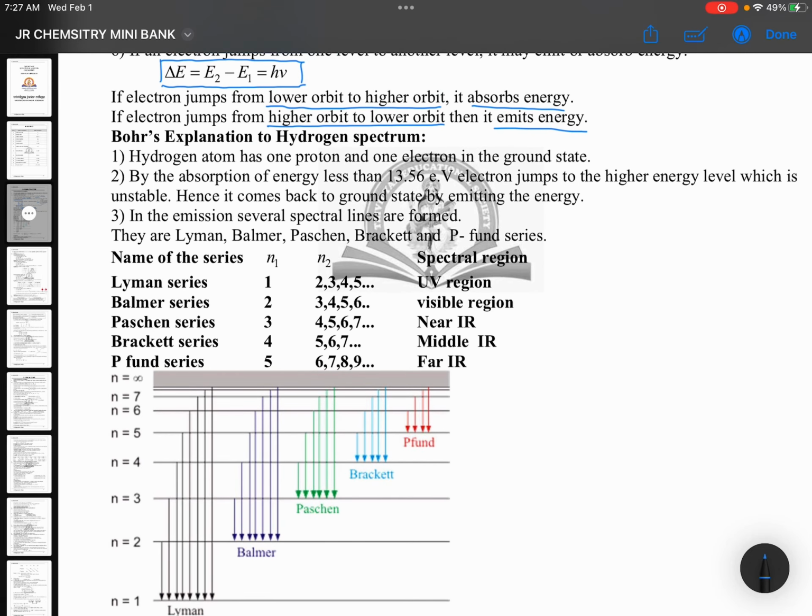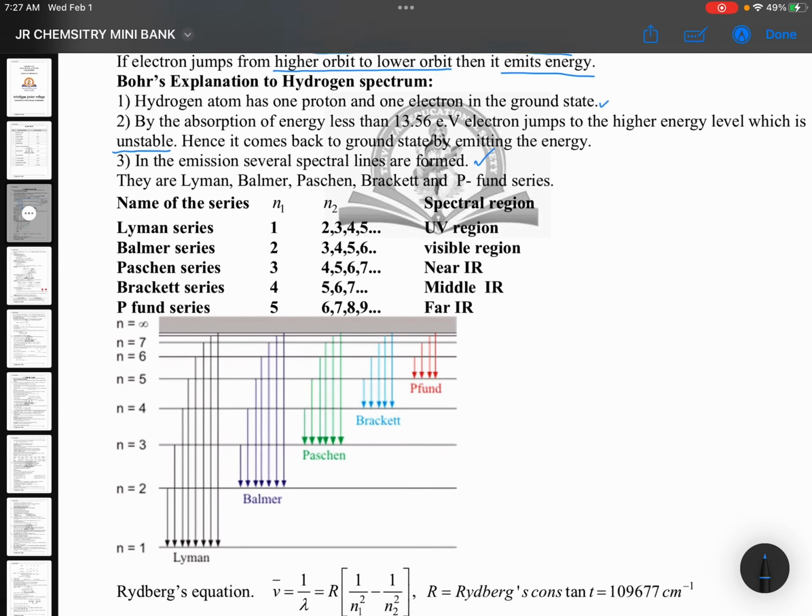Bohr's explanation to hydrogen spectrum. Hydrogen atom has one proton and one electron in the ground state. By the absorption of energy less than 13.6 electron volts, electron jumps to the higher energy level, which is unstable. Hence, it comes back to ground state by emitting the energy. In the emission, several spectral lines are formed. They are Lyman, Balmer, Paschen, Brackett, and Pfund series. Okay, now if you want to add, you can add Humphreys series also, not required.